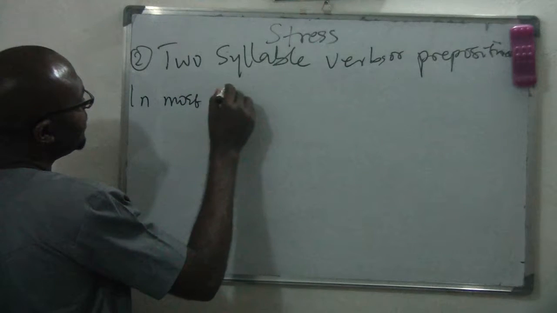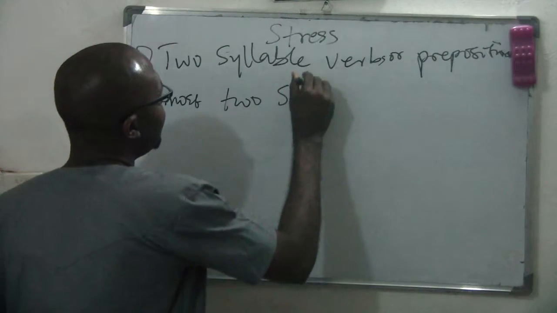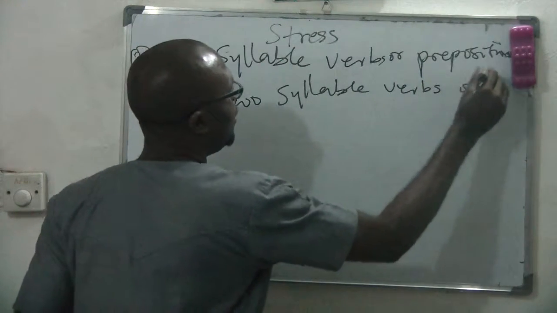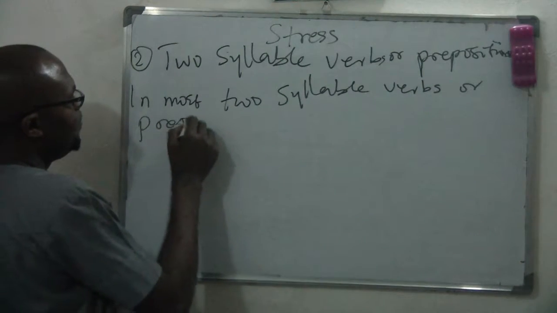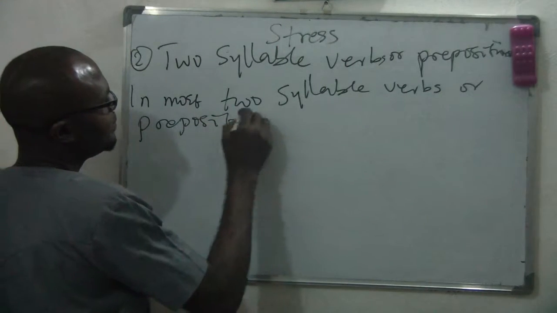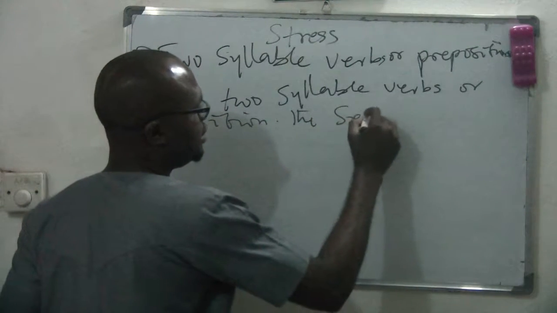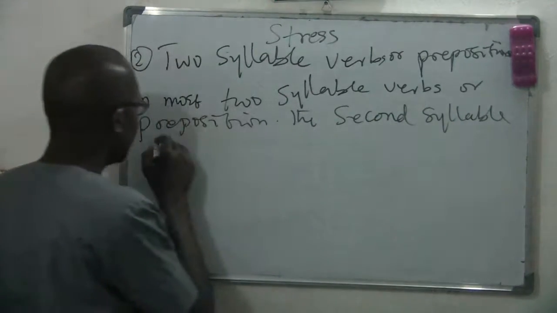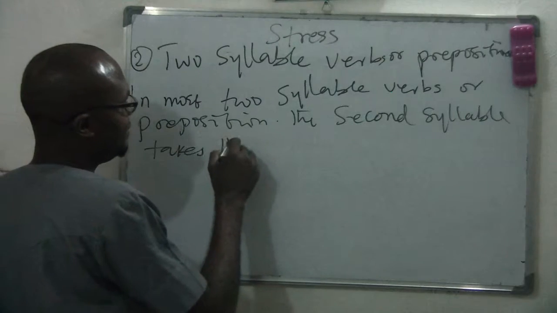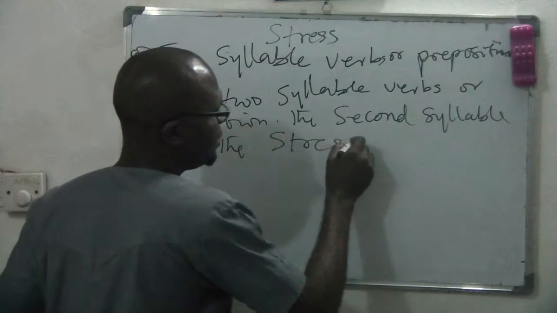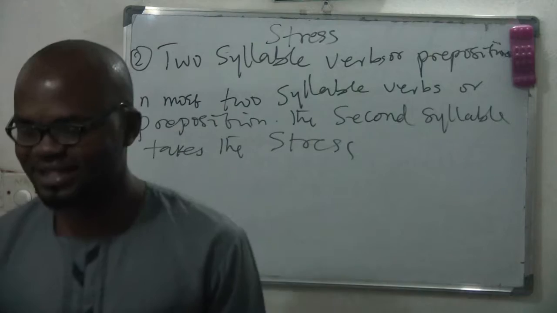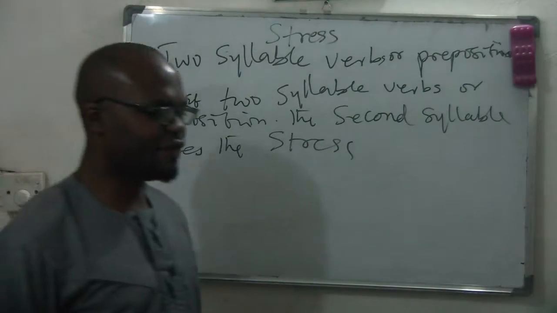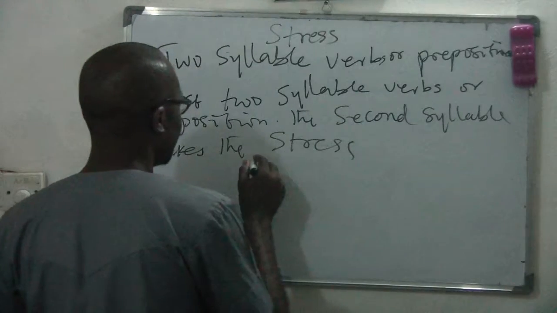In most two syllable verbs or prepositions, the second syllable takes the stress. The second syllable takes the word stress. You see that this is the opposite of the first rule, isn't it? Yes. This is for verbs and prepositions.